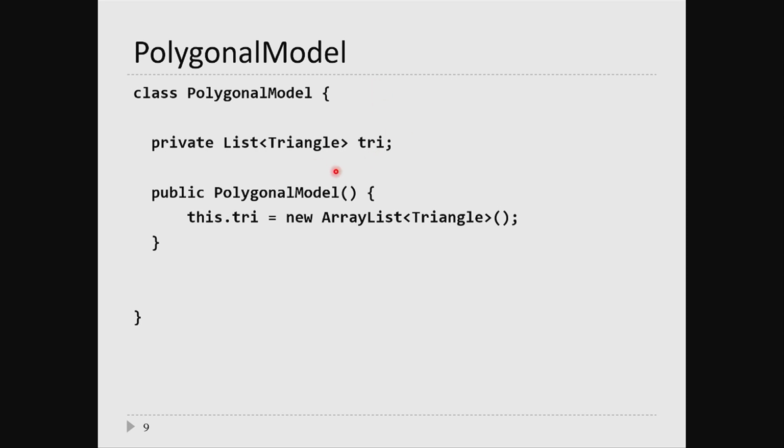I have a constructor that makes an empty polygonal model, so a polygonal model with no triangles. So all it does is make the list. So it does, in fact, make a new list. So inside every polygonal model object is a list of triangles, possibly empty.